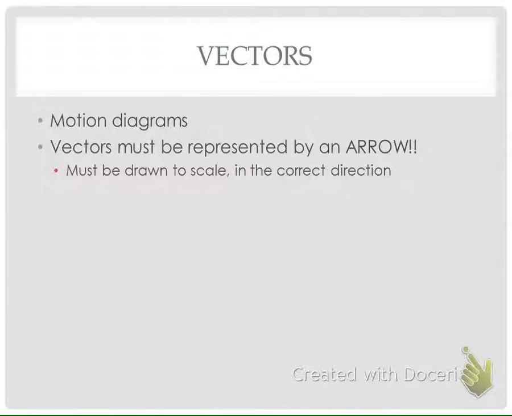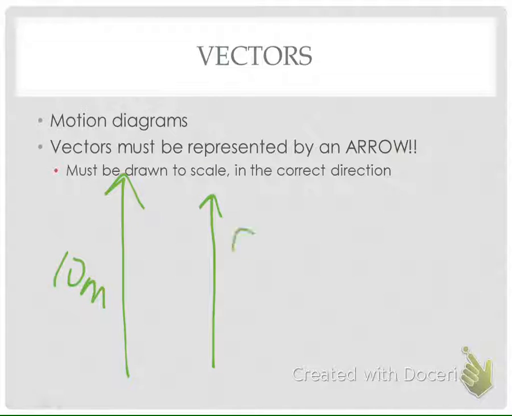Okay, so did we talk about what drawing to scale means? Or not so much? If I have a vector that says I go 10 meters north, and I have a vector that says 5 meters north, are those two drawn to scale? No, why not? Right, the 5 should be half the length of the 10. Right, that's what we're talking about when we say drawn to scale.